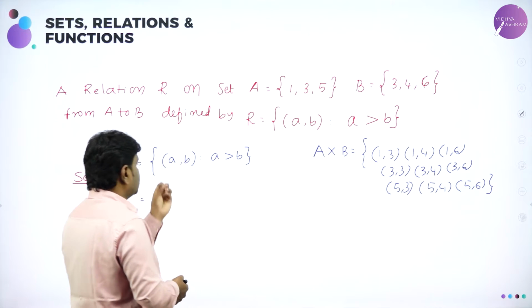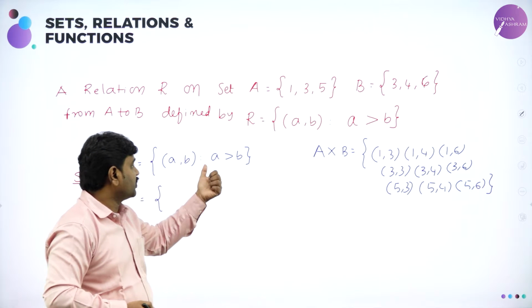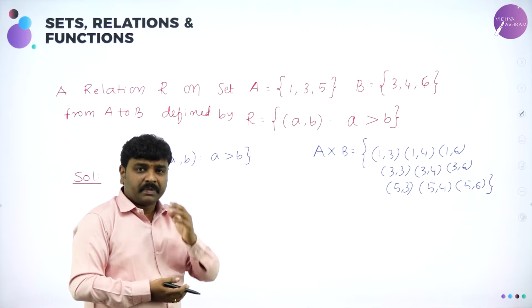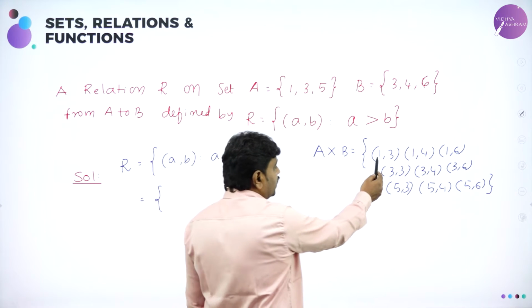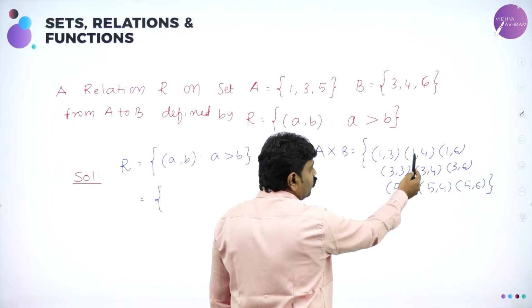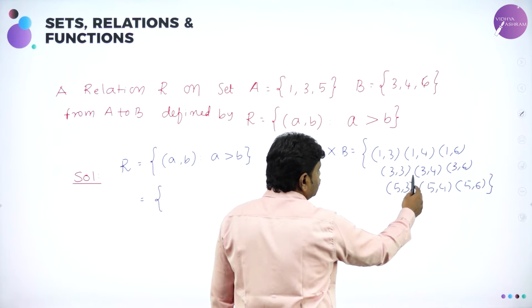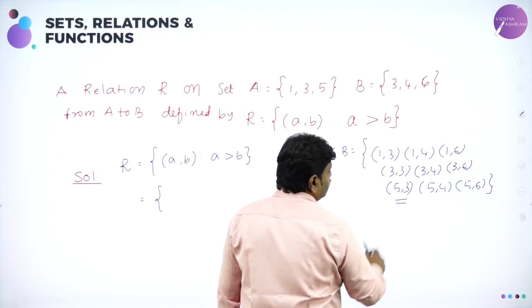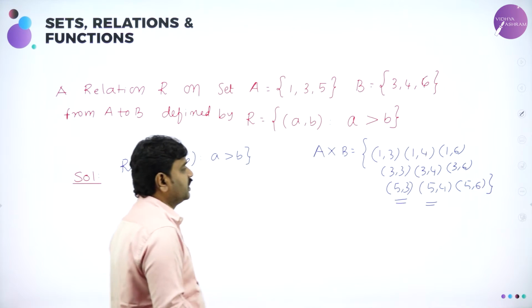Now select the relation. Relation means what? The ordered pairs in which the first element is greater than the second. Pick those ordered pairs where the first element is greater than the second. Is 1 greater than 3? No. 1 greater than 4? No. 1 greater than 6? No. 3 greater than 4? No. 3 greater than 3? No. So only 5 greater than 3 and 5 greater than 4, only 2 elements you will get.